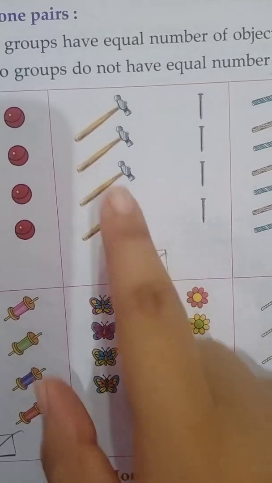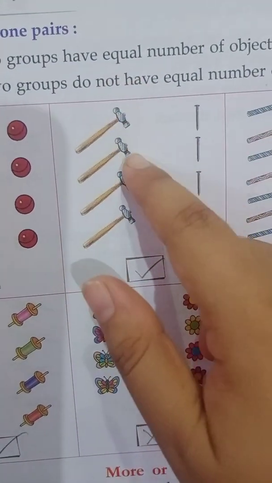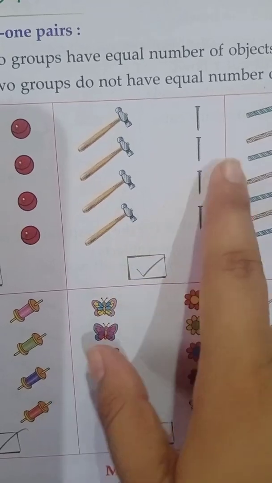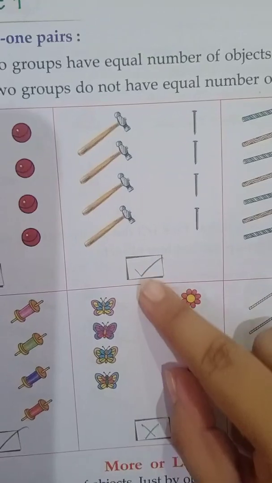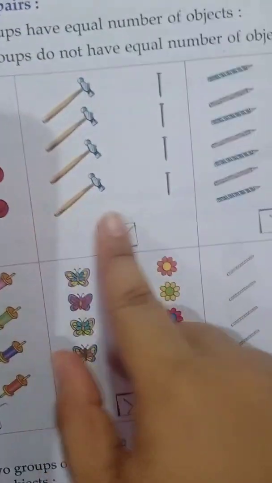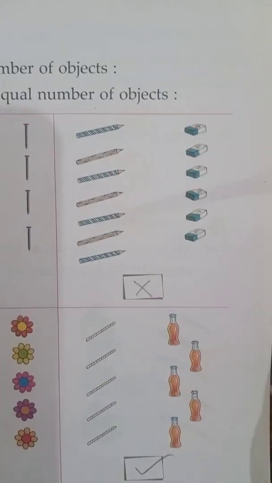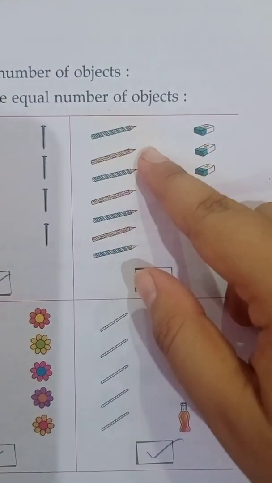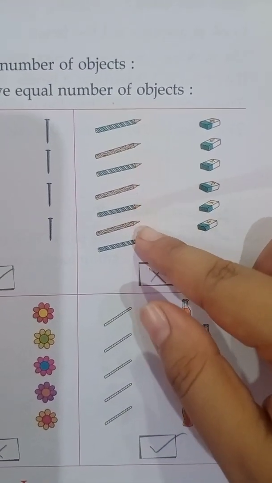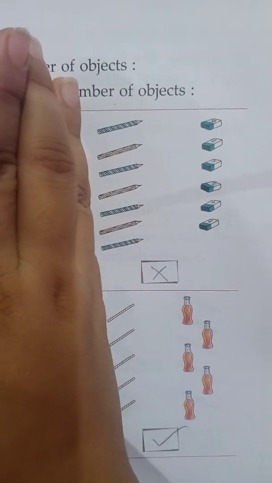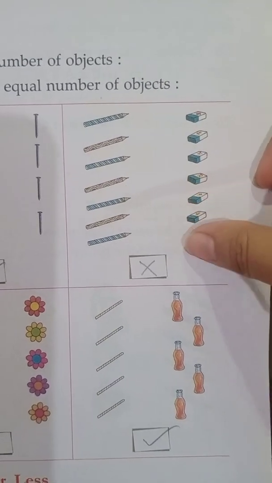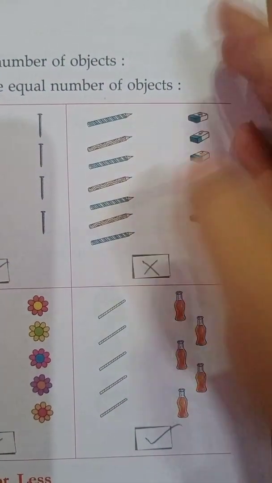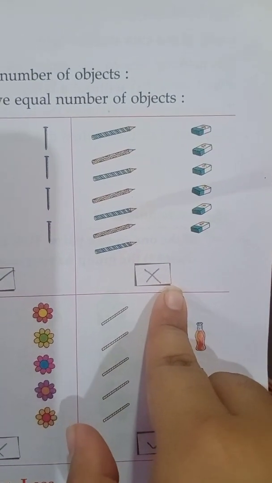The next one, hammers. See, 1, 2, 3, 4. There are 4 hammers. And here, 1, 2, 3, 4. 4 nails. So 4, 4. That means it will be a tick. We are getting the same number. Right? Move on to this. So pencils. 1, 2, 3, 4, 5, 6, 7. Here are 7 pencils. And here, 1, 2, 3, 4, 5, 6. There are 6 erasers. 7 pencils, 6 erasers. That means it's not equal. We will put a cross.